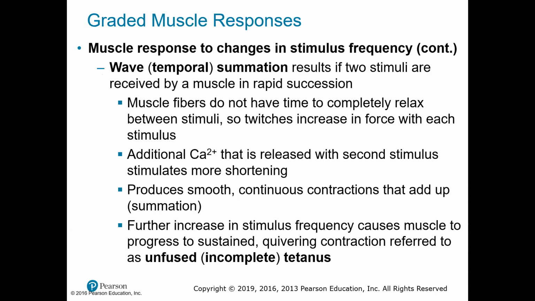Now, if we're going to do graded muscle response by changing the frequency of the stimulus, if we increase the frequency of the stimulus, we're going to see a phenomenon called wave summation or temporal summation. Temporal means time. It's summation over time. If we hit the muscle cell with the stimulus, and then hit it with a second stimulus, it will have a greater contraction strength.